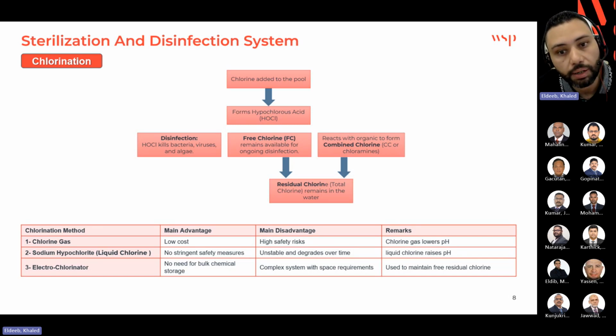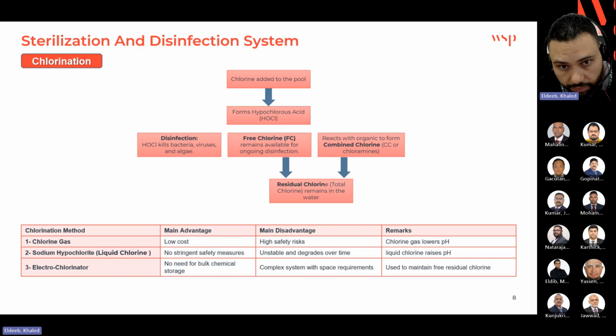And the second type is called sodium hypochlorite, which is a liquid phase. We call it liquid chlorine, the yellow one that someone going to a plant room can find in big tanks. The disadvantage of this one is that it keeps degrading over time. So if we purchase a big amount and keep it a long time with us, it keeps degrading and becomes not effective if we are not consuming it.